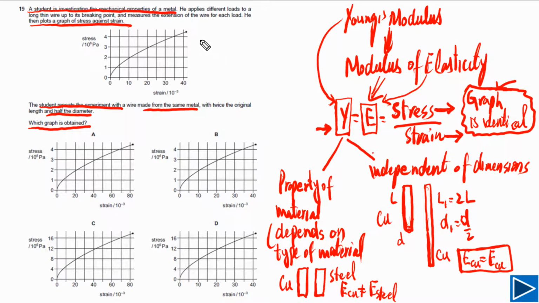This is our graph for the first wire. You can see this is the graph for the first wire. This has to be the graph for the second wire because these two graphs have to be identical. So this is the graph for the second wire. Graphs are identical. Why? Because it is made of the same material. So our answer for this question is B.